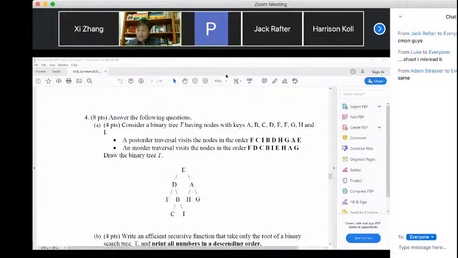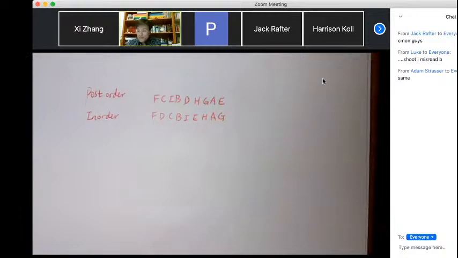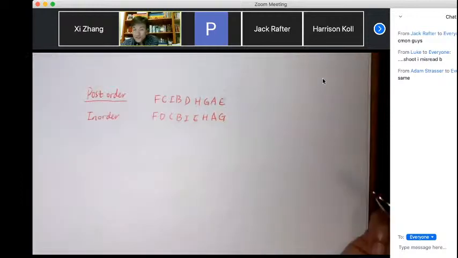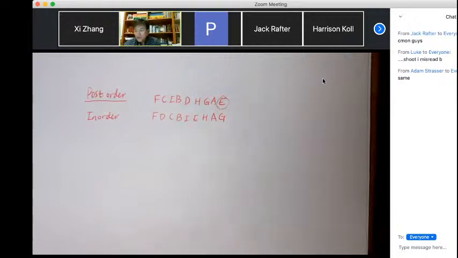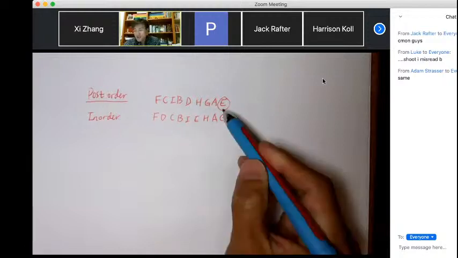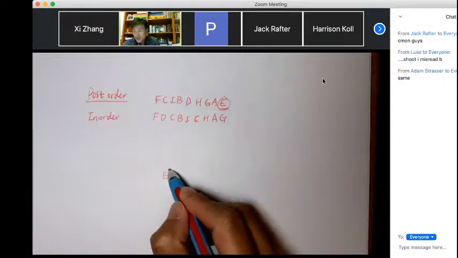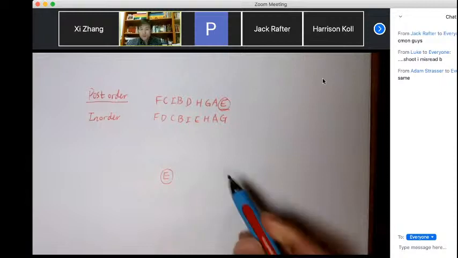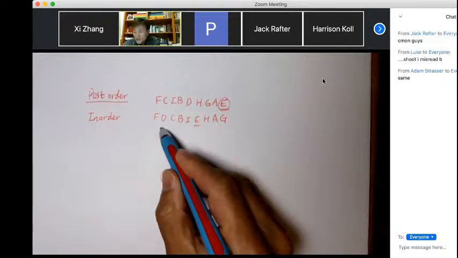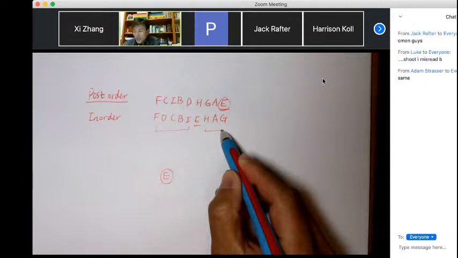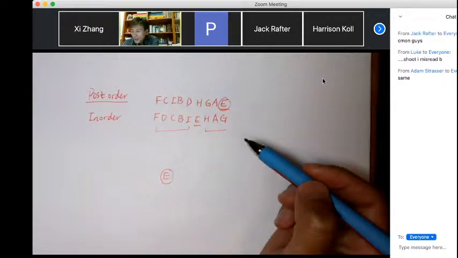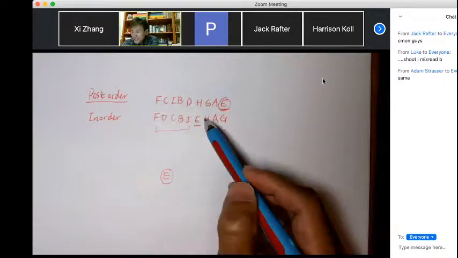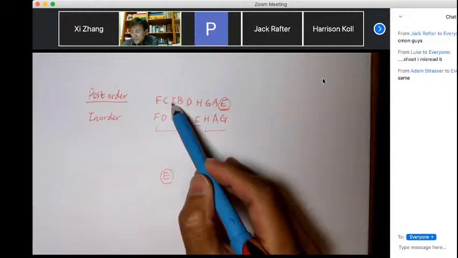Okay, for this problem, from the post-order, we can easily get the information that the root of the tree is E, because in post-order it is left subtree, right subtree, and then the parent, so the root will be the last element. So we know E should be the root of the tree, and in the in-order E is here, so F, D, C, B, I should be in the left subtree, and A, H, G should be in the right subtree. So we ignore everything except F, D, C, B, I, E. So those are related to the left subtree, right?